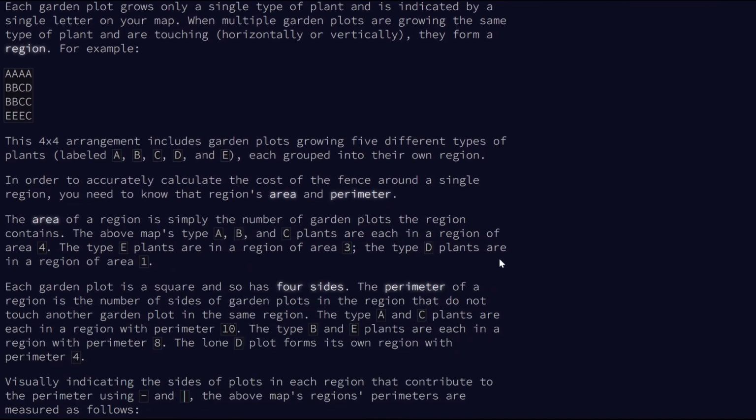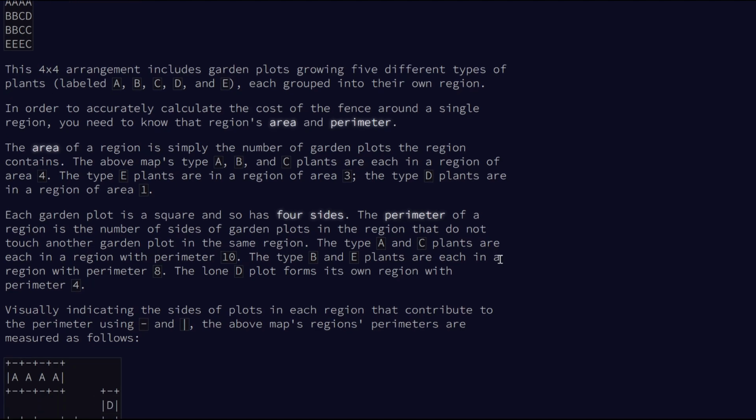In order to accurately calculate the cost of the fence around a single region, you need to know that region's area and perimeter. The area is the number of plots. A, B, and C are each in a region of size 4. Yes, I agree. D is in a region of size 1. E is in a region of size 3. Great. Or area, not size.